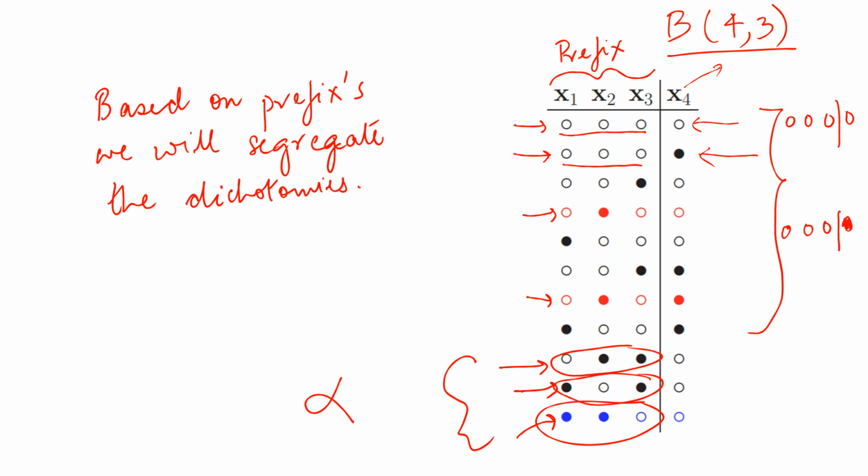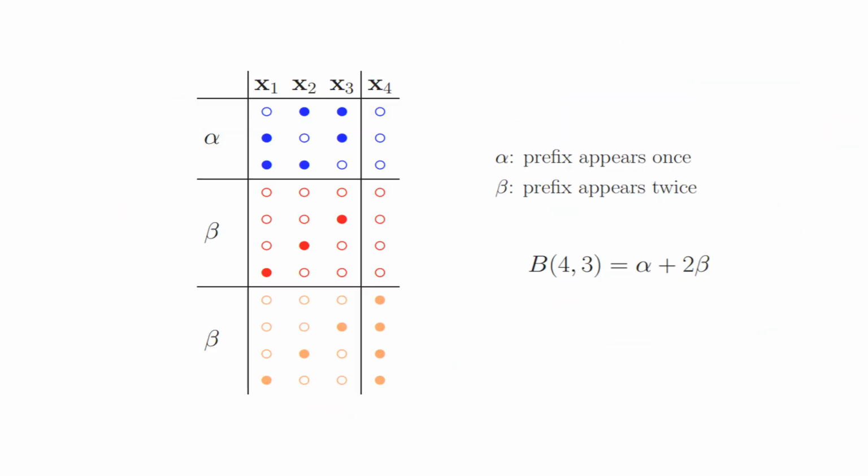So that's how we have segregated this B(4,3) dichotomies as something like this. Let's again analyze. Alpha, as I said, is a prefix that appears once only. So we are pretty clear that this appears only once, and so these are the dichotomies. These are three of them. So alpha is 3 in this case, and betas are 4 and 4, so this makes it 11, of course.